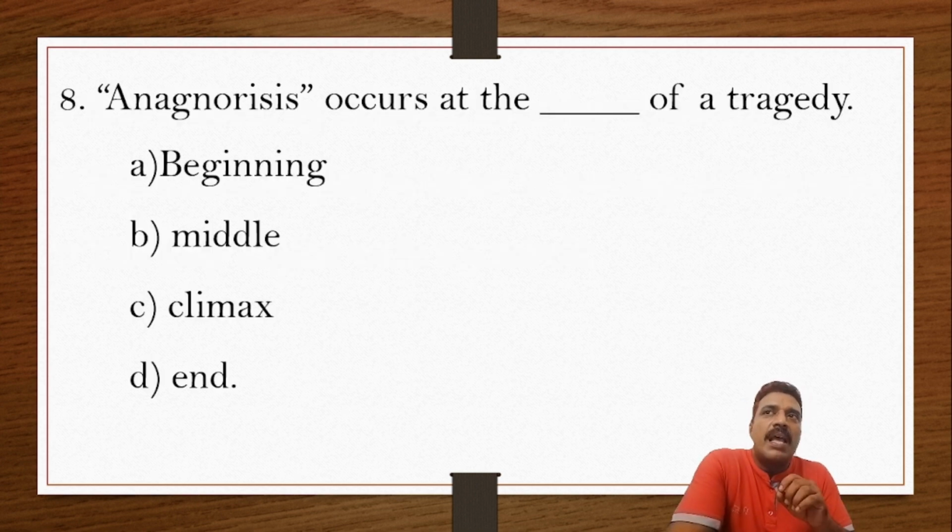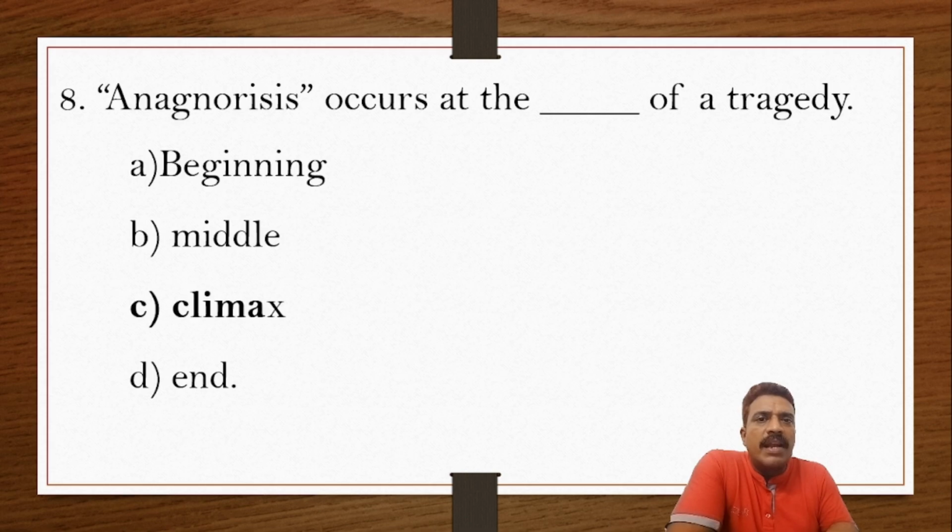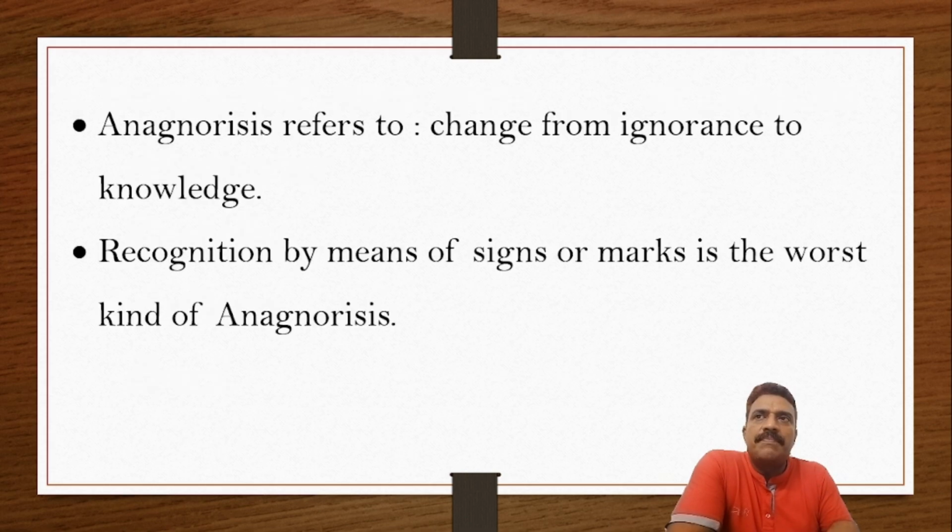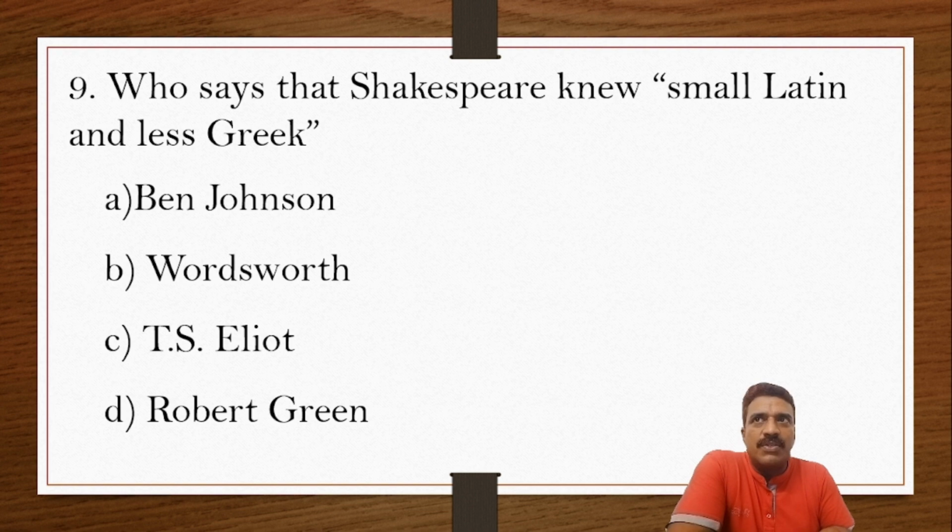Okay, next, going to criticism. Anagnorisis occurs at the dash of a tragedy. Is it in the beginning or the middle or the climax or the end? The right answer is in the climax. Anagnorisis refers to the change from ignorance to knowledge. Recognition by means of signs or marks is the worst kind of anagnorisis.